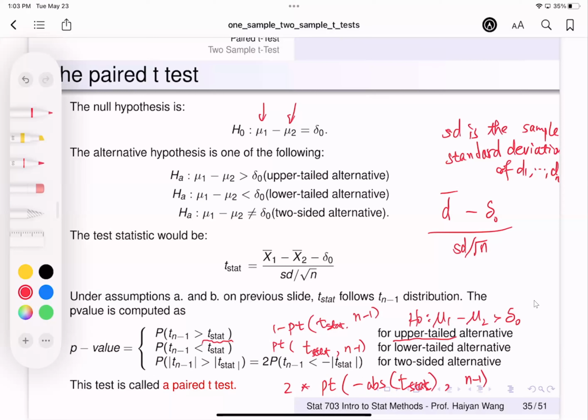And then when we make a conclusion, we check whether the p-value is less than significance level or not. If it's less than significance level, we will reject the null hypothesis and conclude that there is evidence to support the research hypothesis. If we do not reject, we have p-value being larger than significance level, then we say we don't have evidence to reject the null hypothesis.